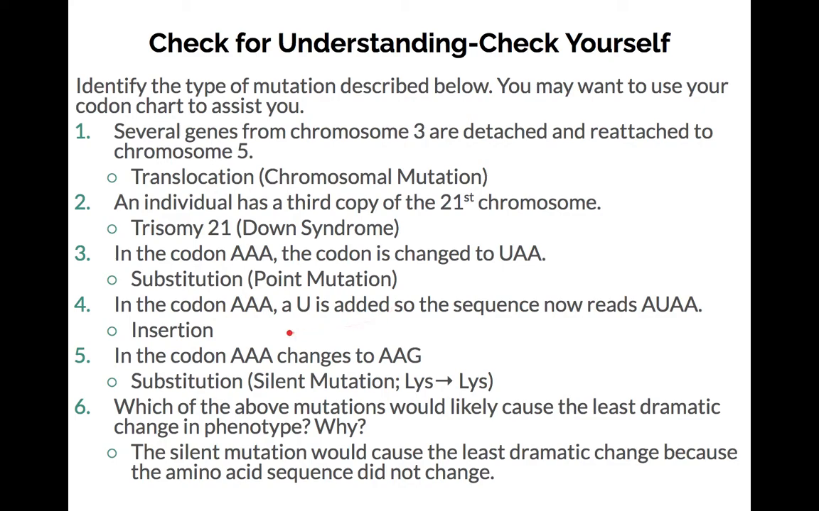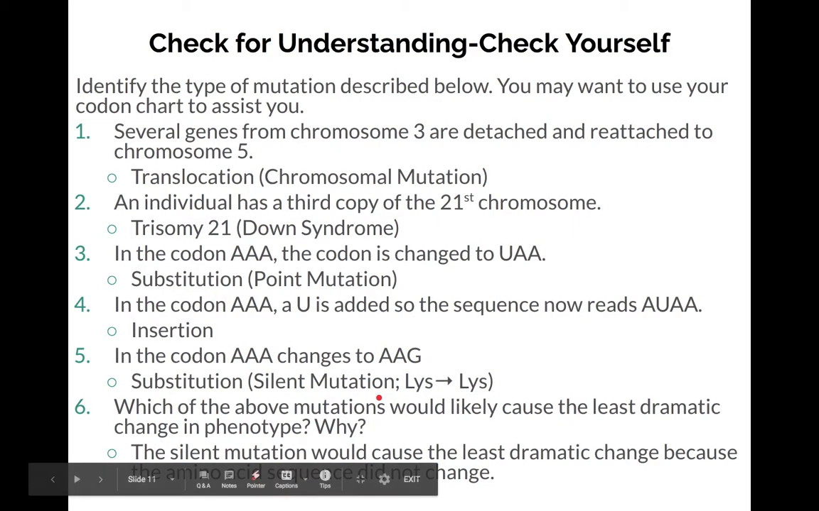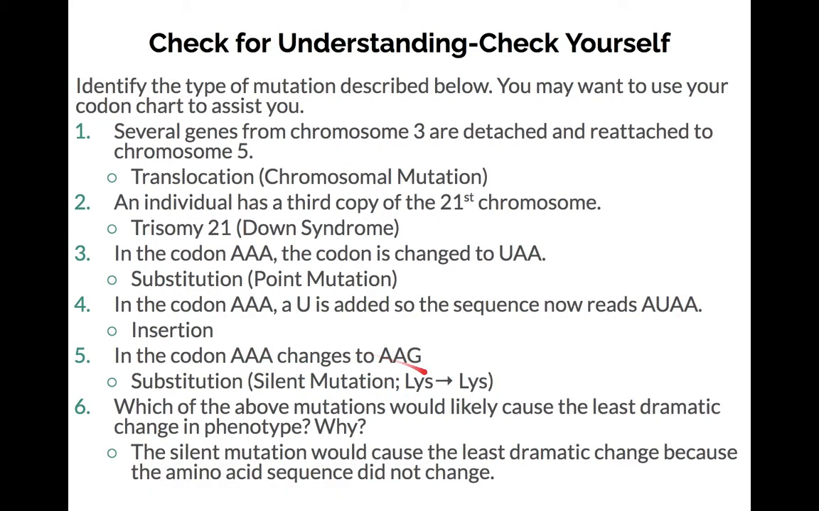Number 4, we have our codon originally AAA, and it is now inserted, a U is inserted, so that would be an insertion, and specifically if you wanted to put frame shift insertion, that's also fine. And then number 5, we have an AAA that was changed to AAG. We know it's a substitution because the A turned to G, but if you look at your codon chart, it's actually a silent mutation, because lysine was AAA, and AAG is also lysine. And then number 6, the silent mutation would most likely cause the least dramatic change because the amino acid sequence did not change.